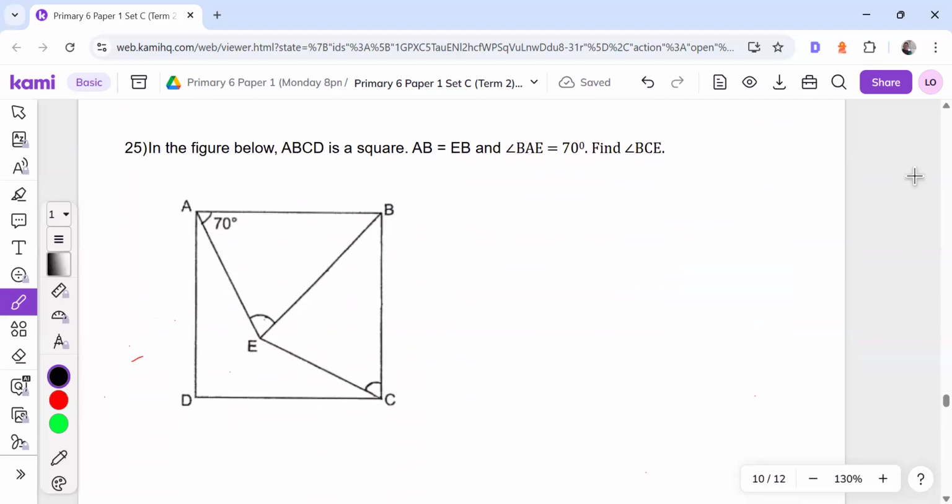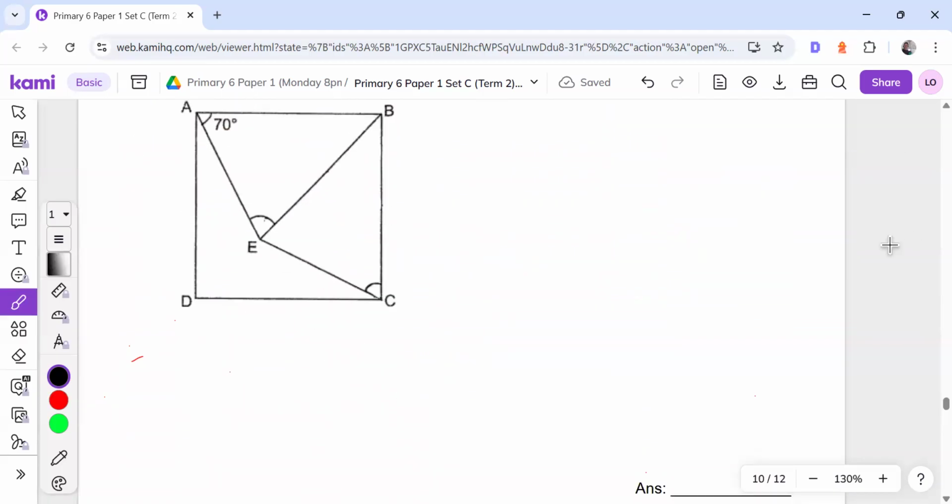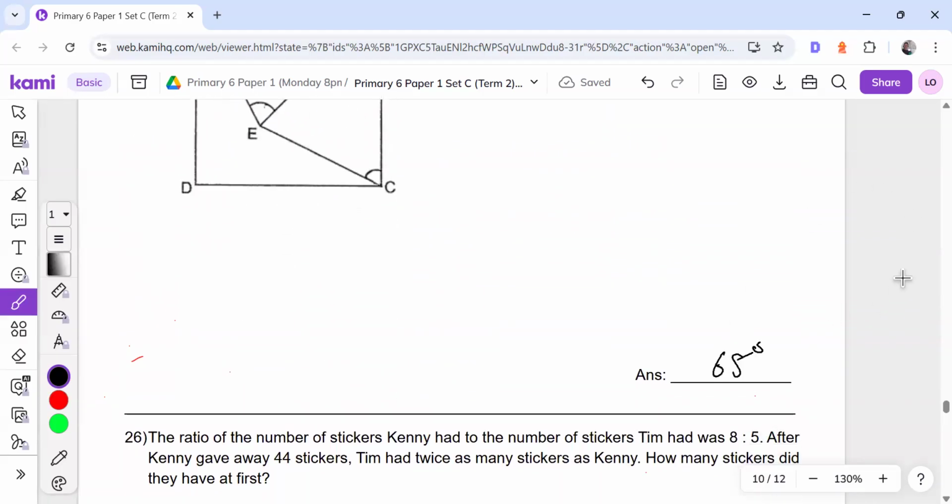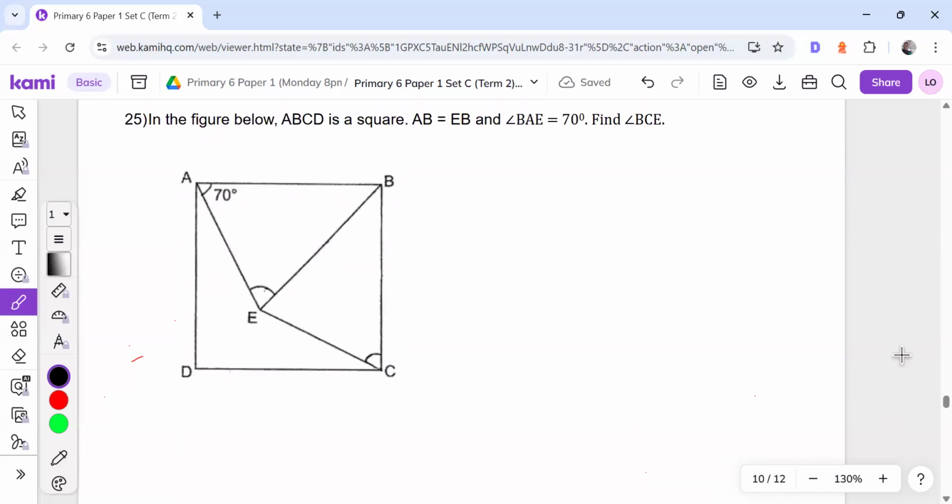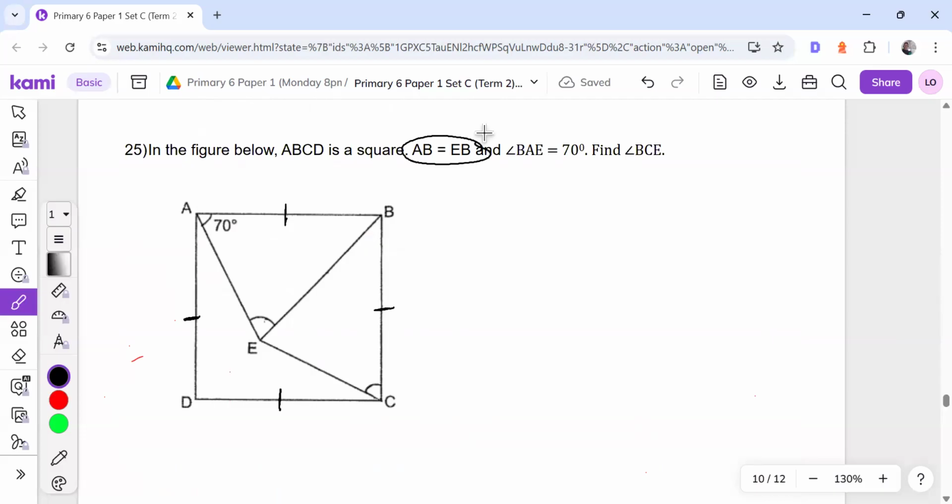Okay, next one, question 25. Now, question 25, the answer is 65 degrees. Now, lesson here. If you get the answer wrong, there's one thing that you never do. What is one thing you never do? Mark out the lines that are equal. Square means all sides are equal. And you also see that AB is equal to EB. So you need to mark out also. So now you realize what? If you never mark out, you will not realize there are two isosceles triangles.